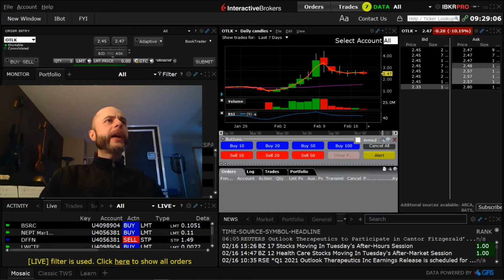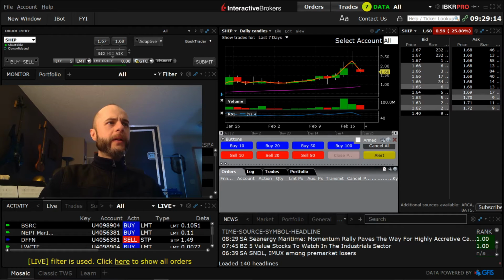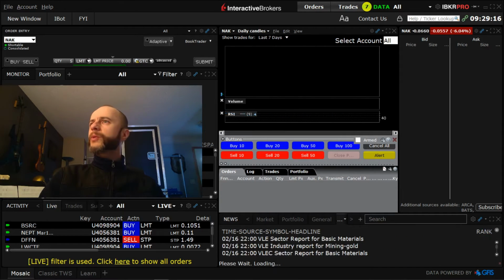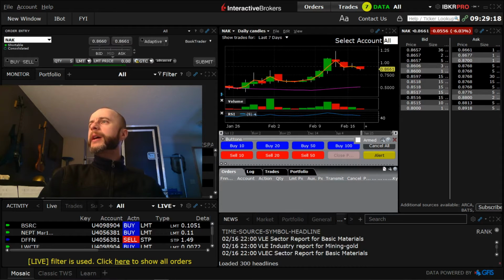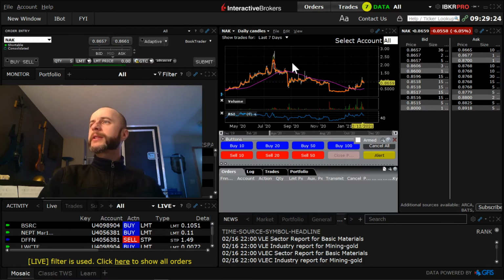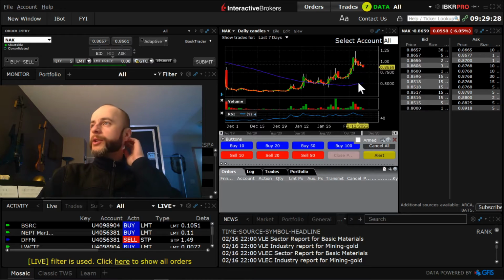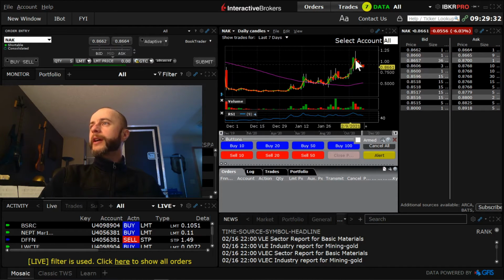What else do we have that looks reasonably interesting here? Already did SHIP. What is this one here? NAK. This one's got some fairly bullish price targets on it. This is a mining stock, with things like Denison and stuff like that running. Other mining stocks are getting a lot of looks here. You can see these volume spikes that are bringing it up, followed by these periods of consolidation.